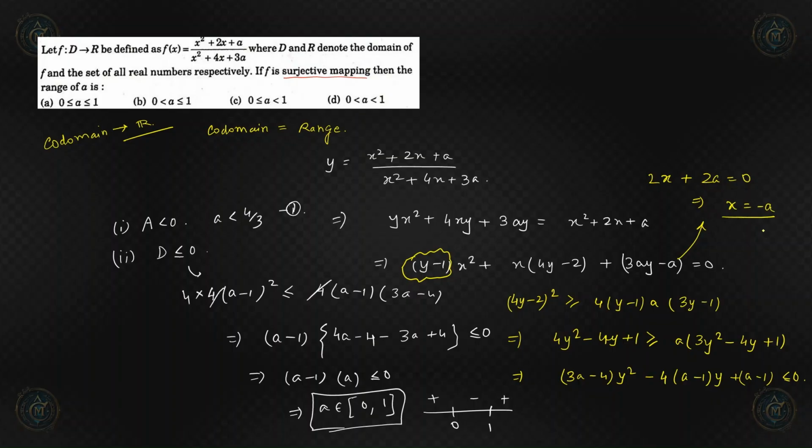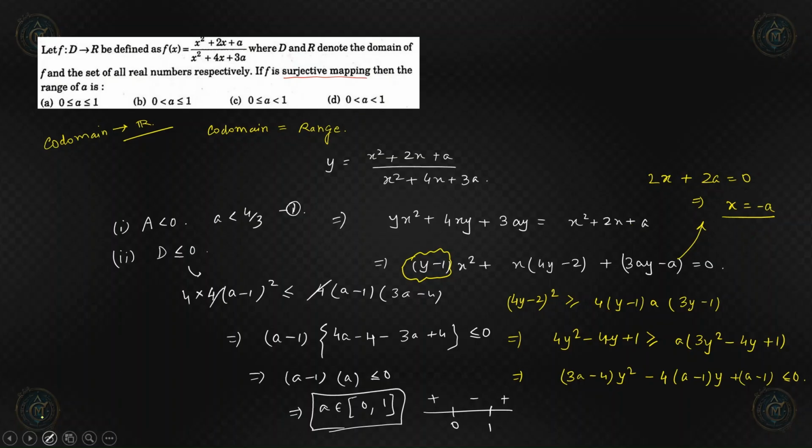Now we also have to satisfy the domain. Because if the point x equal to minus a is not an interior point of the domain, then how can we get y equal to 1? If we don't get y equal to 1, the range of the function will exclude the point y equal to 1, so the range will not be equal to the codomain, which is all real numbers. So if we want to include y equal to 1 in our range, we must have the point x equal to minus a in our domain.